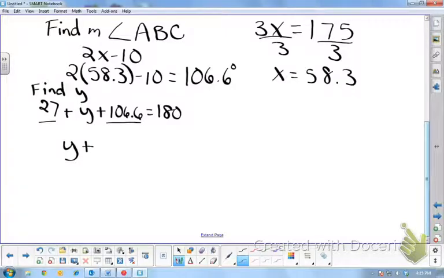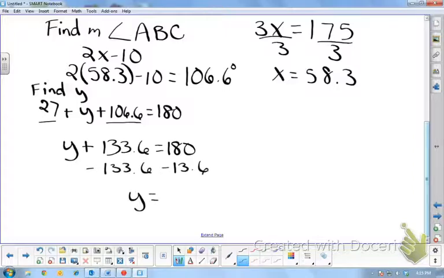We would get 133.6, I believe. Again, I'm going to plug it into my calculator to be safe. 133.6. Then we just use opposites and subtract 133.6 from both sides. 180 minus 133.6 is 46.4.